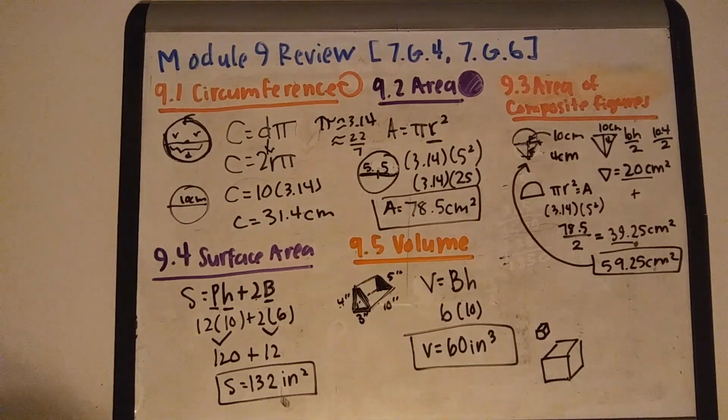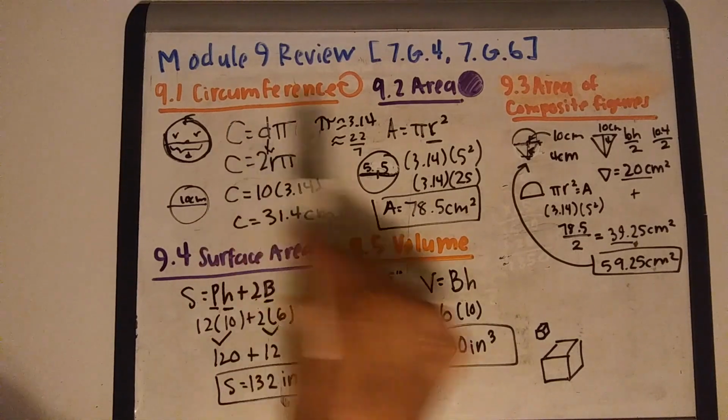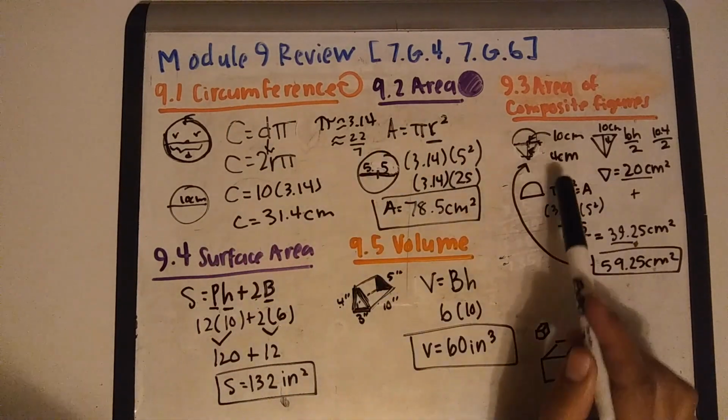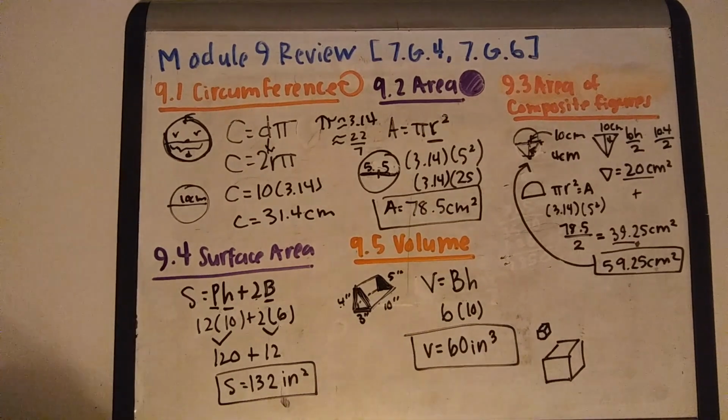Okay, so review that. Remember that you have to memorize the formulas, so you have to know the circumference formula, area formula, the area of the different shapes that are 9.3, surface area formula, and the volume formula.